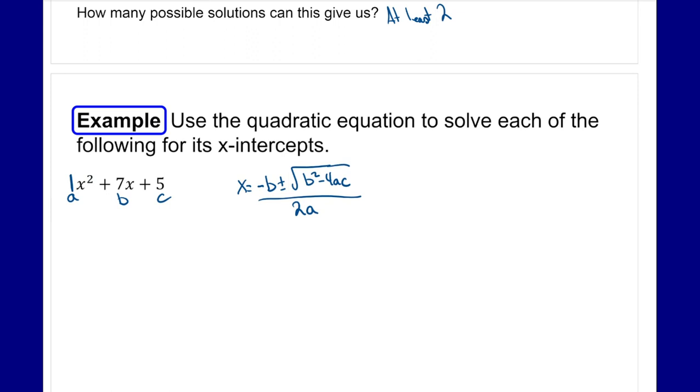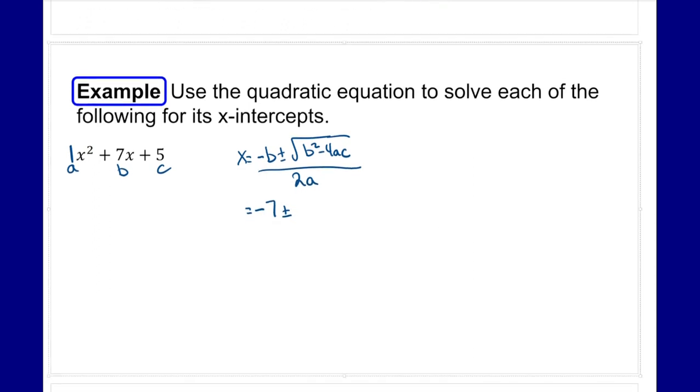So from our formula, we're just going to go through and plug in our values into the specific spots. So negative b, the negative is part of the equation, so you always start with a negative. If it's a negative negative, or our b value is negative, then we can cancel it out, return it to a positive. But we want to start with that negative there.